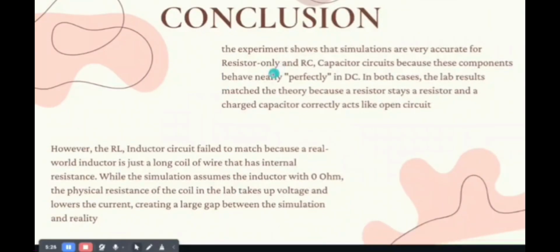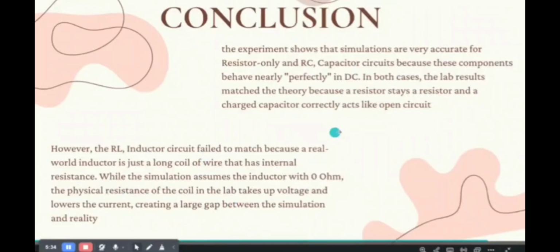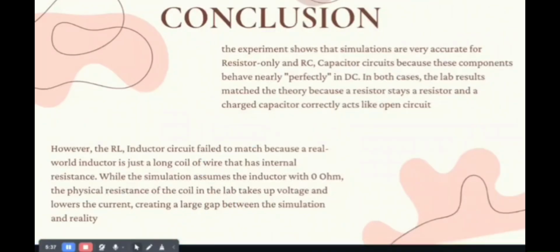The experiment shows that simulations are very accurate for the resistor-only circuit and the RC, resistor-capacitor circuit, because these components behave nearly perfectly in DC. In both cases, the lab result matches the theoretical result because the resistor stays as a resistor and the charged capacitor acts correctly like an open circuit.